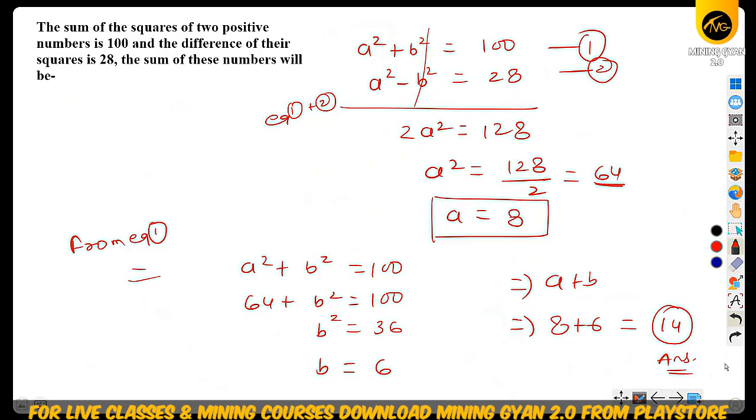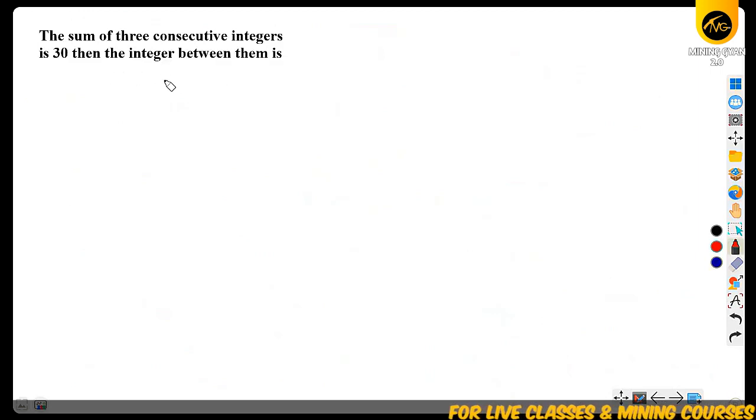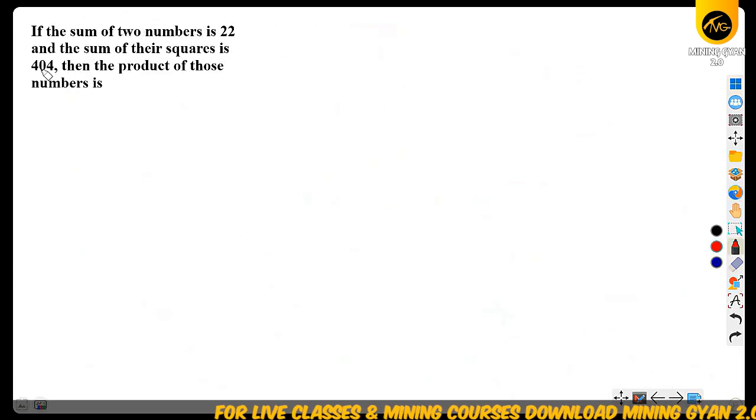Okay, just add the two numbers A plus B, that will be 14. Okay, the next question is: the sum of three consecutive integers is 30, then the integer between them is. This question is based on the number system, so I will do it in the number system portion. So just skip this question. Now let's move on to another question.